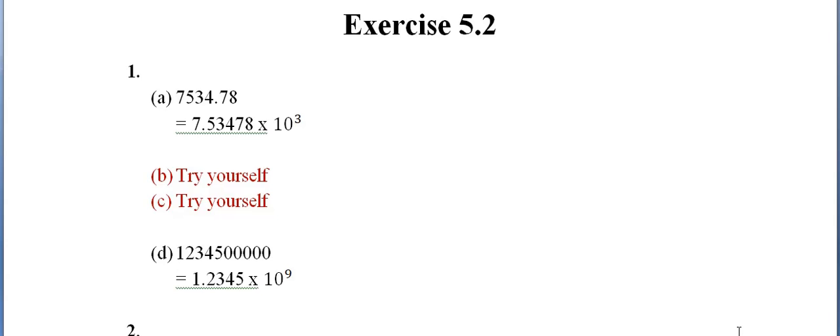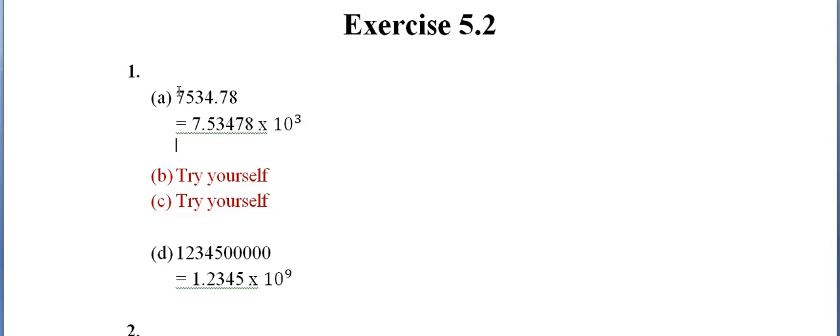So, how to write a number in scientific notation? It should be remembered that the number will always be in a decimal format. You must write it in the decimal format, and the same number should be multiplied with the power of 10. Okay, it's very, very simple. I will just tell you some tricks.